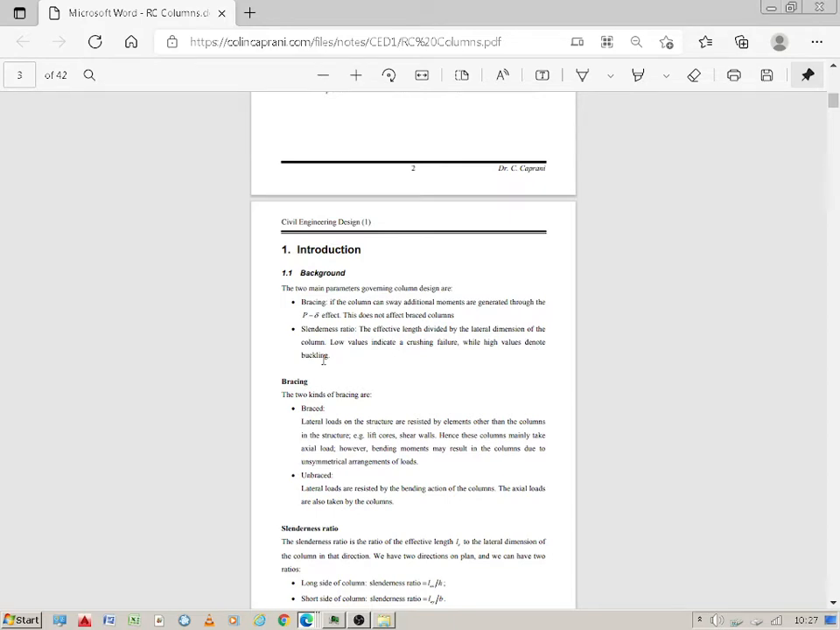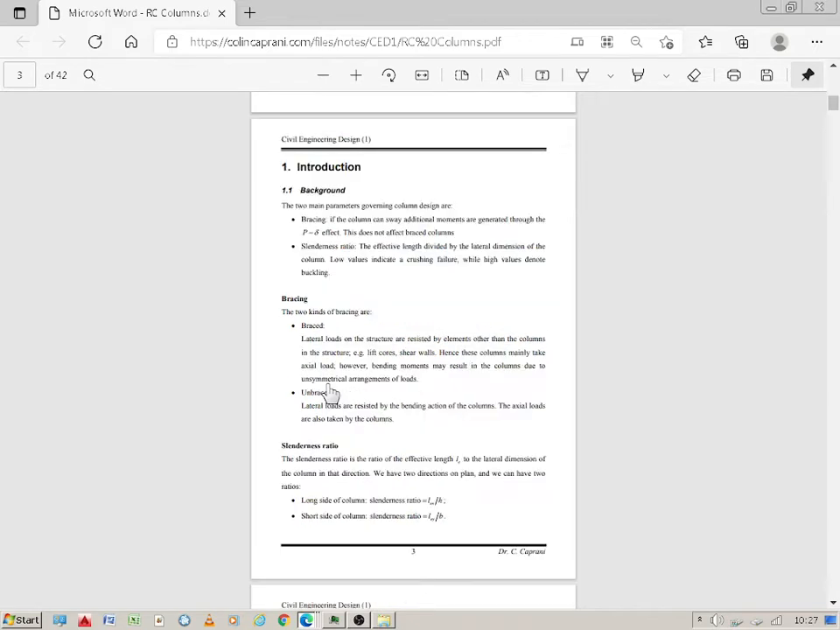So if you're not sure about this, there's a lot more detail about effective heights in my steelwork column design videos. So if you want to know more about slenderness ratios, have a look through them.